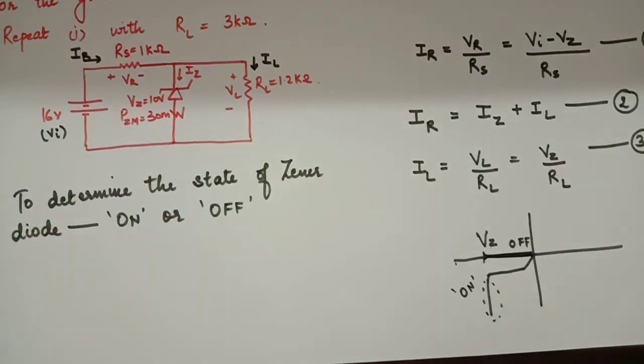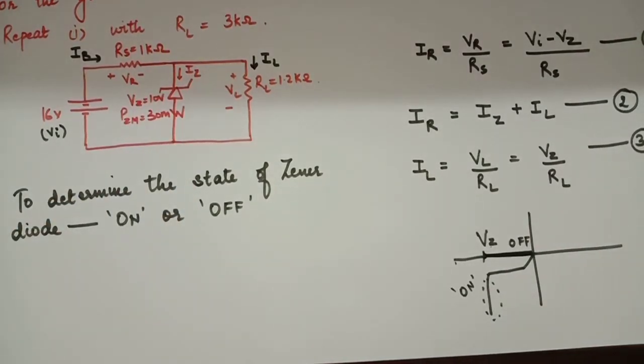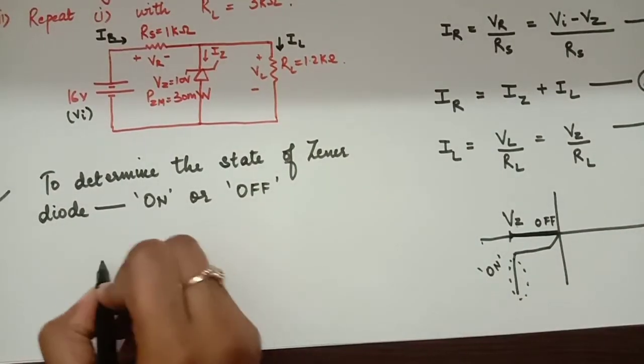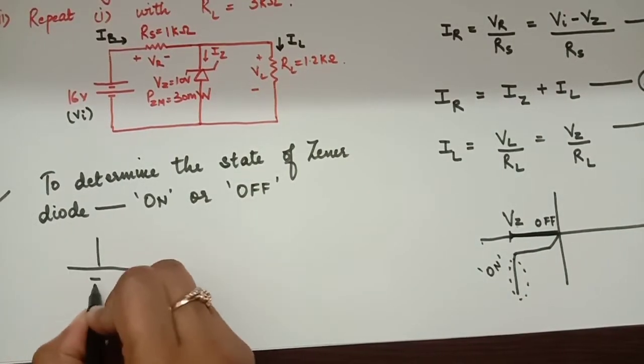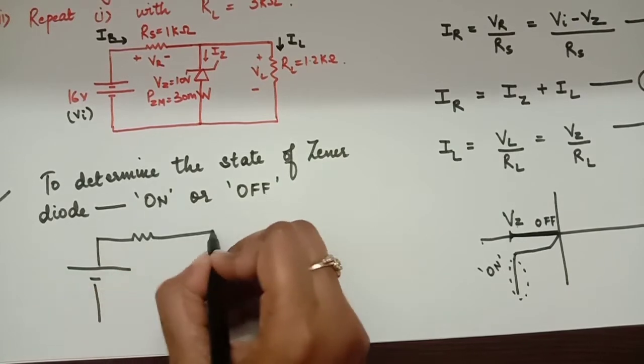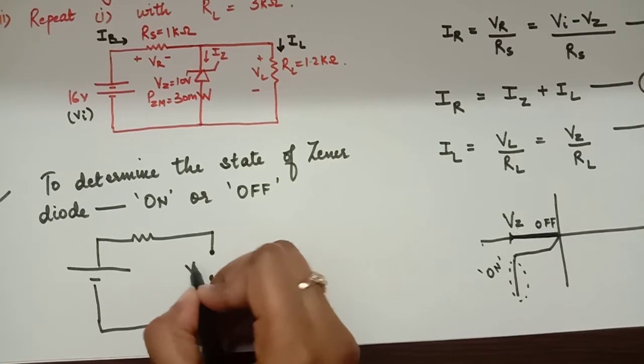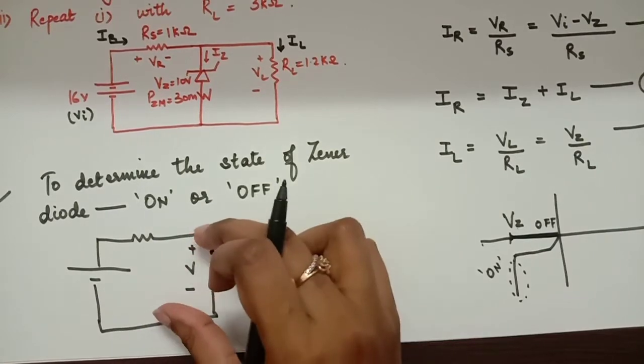So first of all, we will see whether the diode is on or off. How will we see that? We will replace this Zener diode by an open circuit, and we will calculate this voltage V.